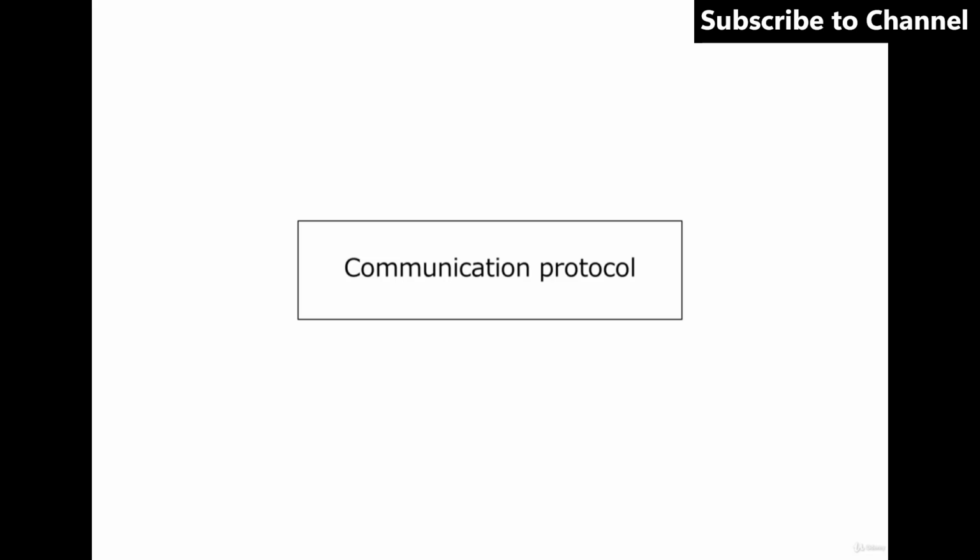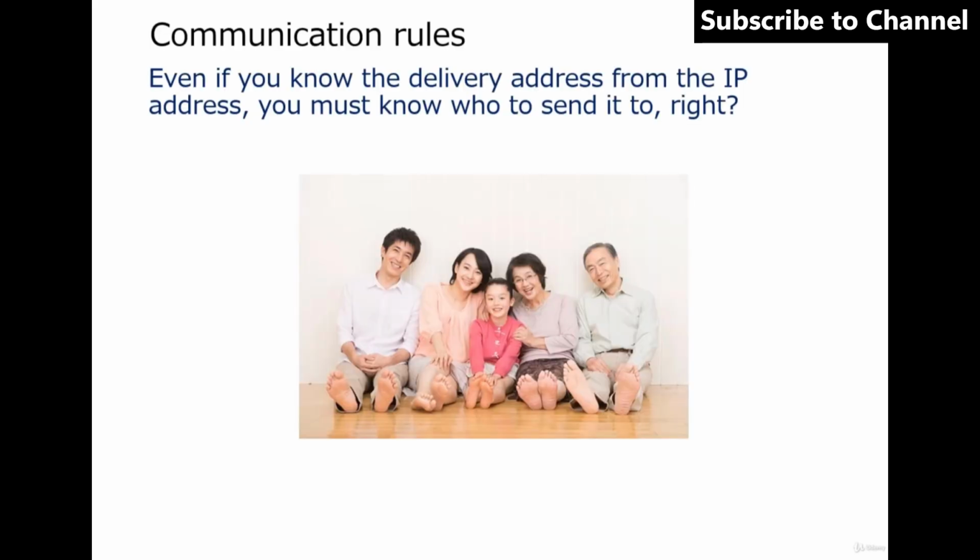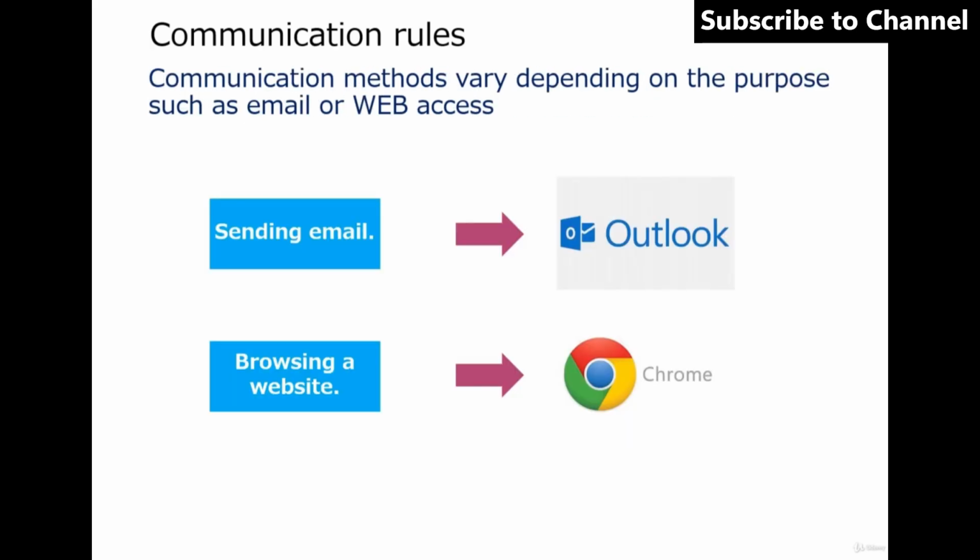Communication protocol. In this lecture, I would like to explain more detail about the communication protocol. Even if the IP address tells you the destination, you cannot communicate with them for a specific purpose if you don't know who you're sending it to. Because of this limitation, it's not possible to communicate effectively with the IP address alone. For this purpose, it is necessary to set up communications categorized by purpose when we use communication protocol.